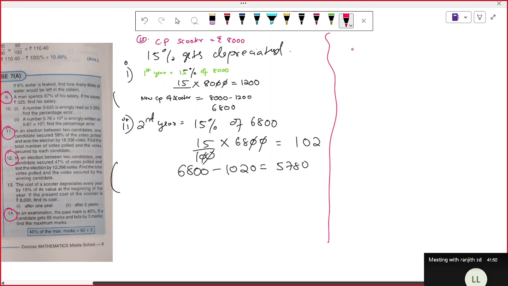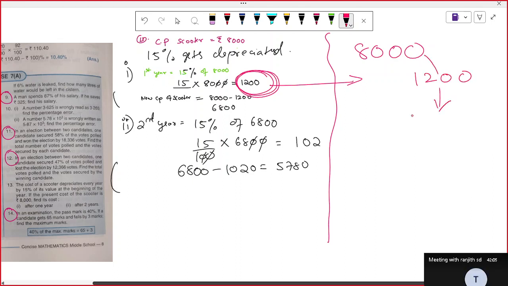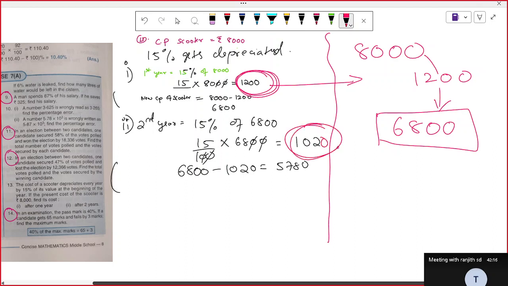Okay, this is given in percentage, students. If it's not in percentage, the actual value is 8,000. In the first year, how much is being reduced? 1,200. So 1,200 is reduced. How much is left over? 6,800. And for the second year, how much is reduced? 1,020 rupees is reduced, and it becomes 5,780.